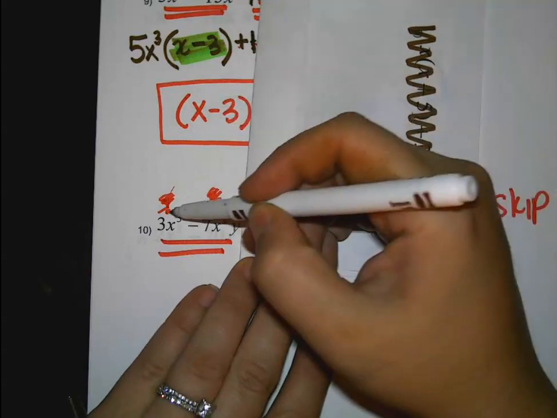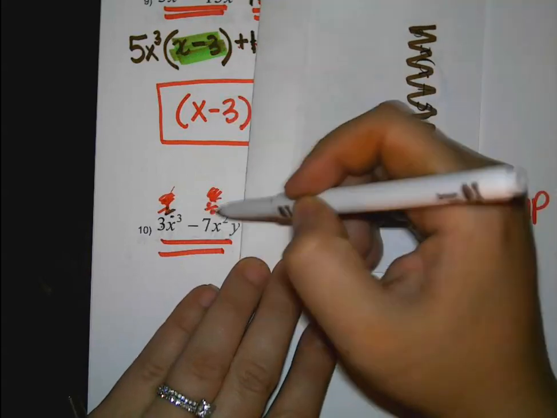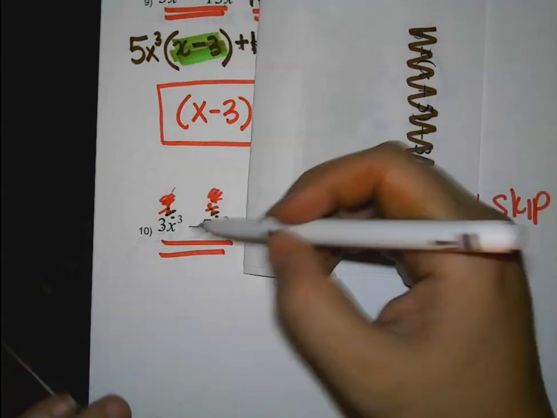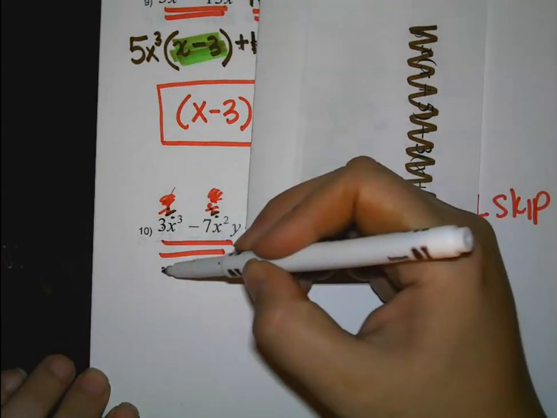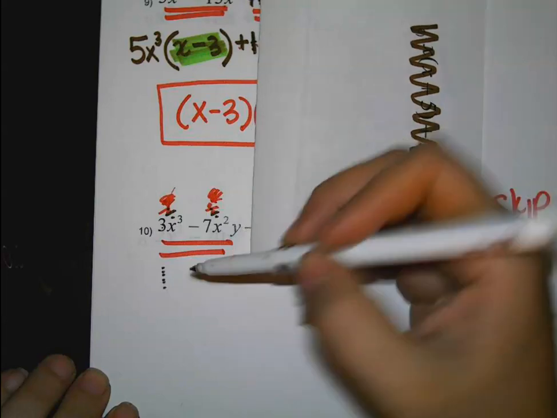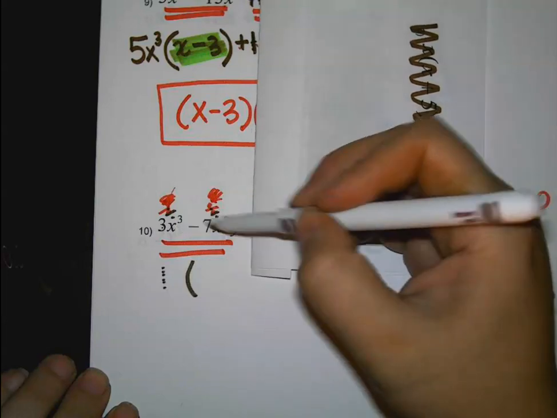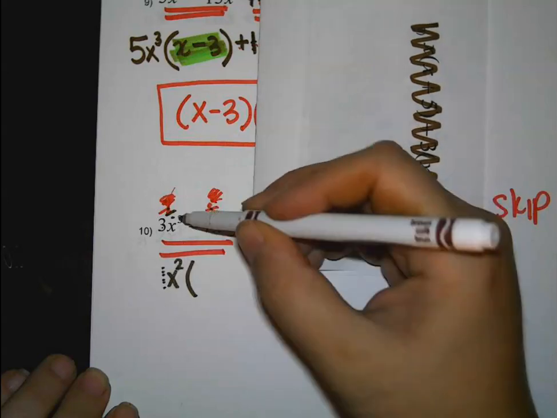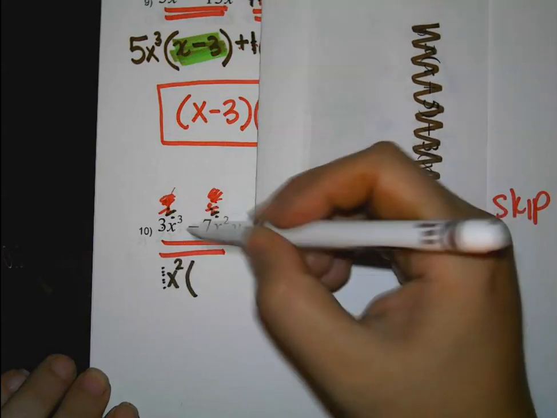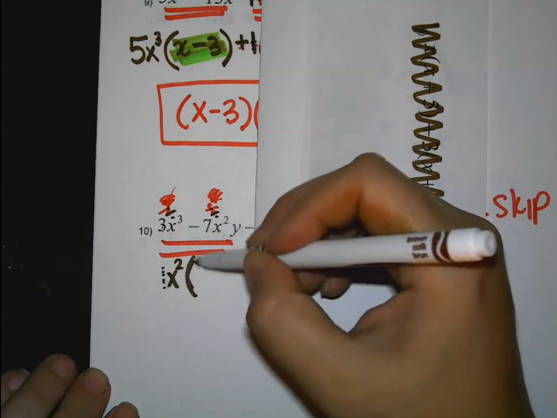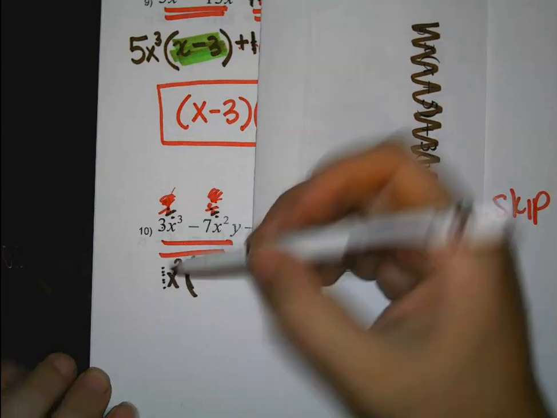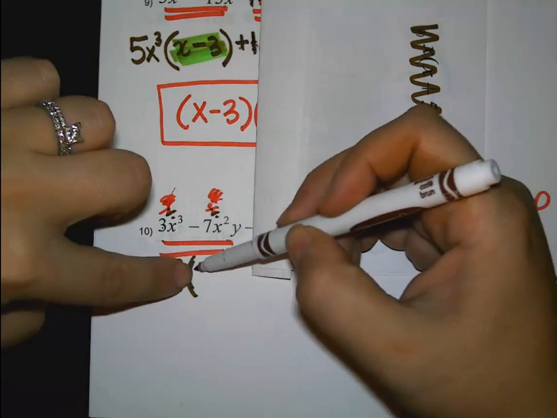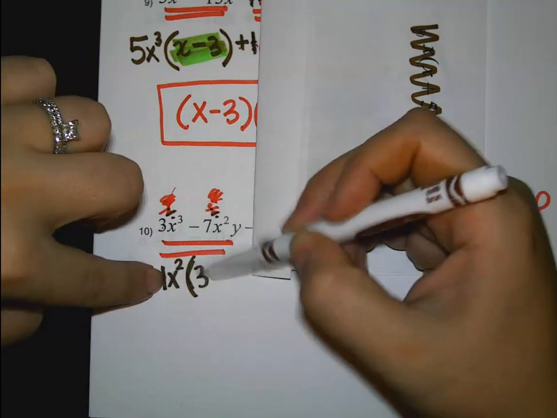And I'm going to ask myself, what divides into 3 and what divides into 7? What number goes into both of them? And they have nothing in common. So I'm just going to put 1 because 1 can go into anything. And then they both have x's, so I take the smaller amount, so x squared. And then they don't have y's in common, so the only thing that's going to be in front of this parenthesis is x squared. So 1 times 3 is 3.